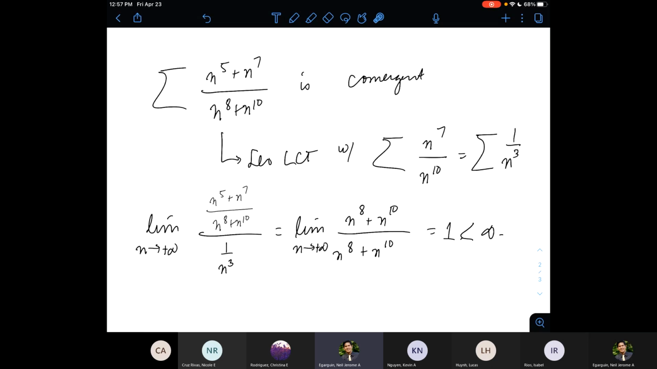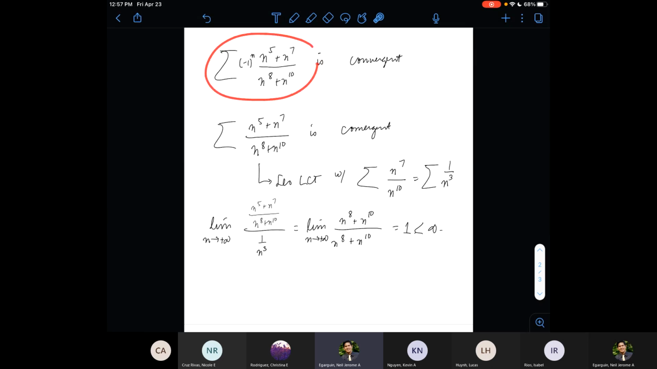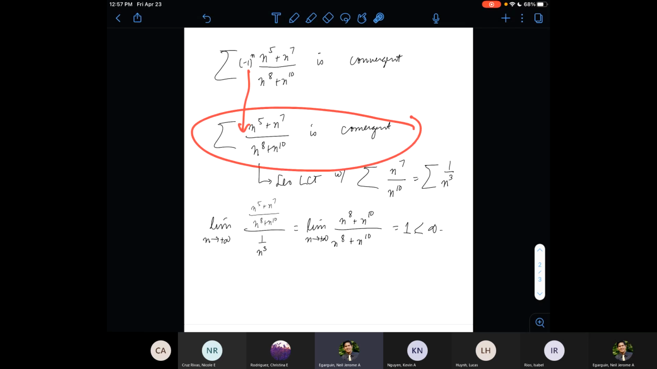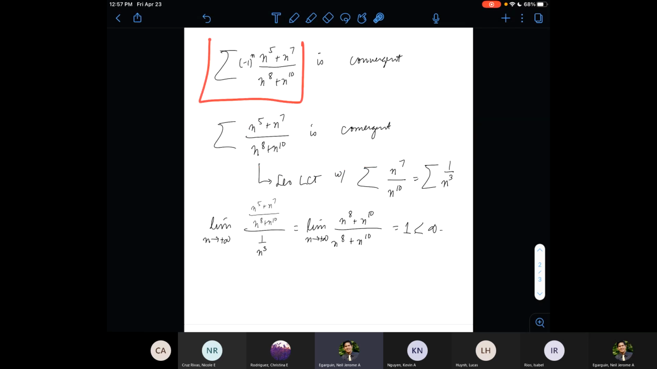And to complete the review, your alternating series is convergent. The series without the alternating sign is also convergent. So this guy is absolutely convergent. Because on its own, it is convergent. And with the absolute value, meaning you remove the alternating sign, it is still convergent, then it is absolutely convergent. All right.